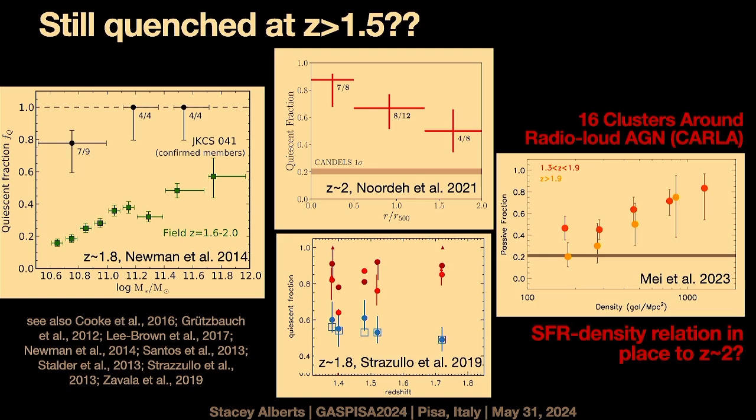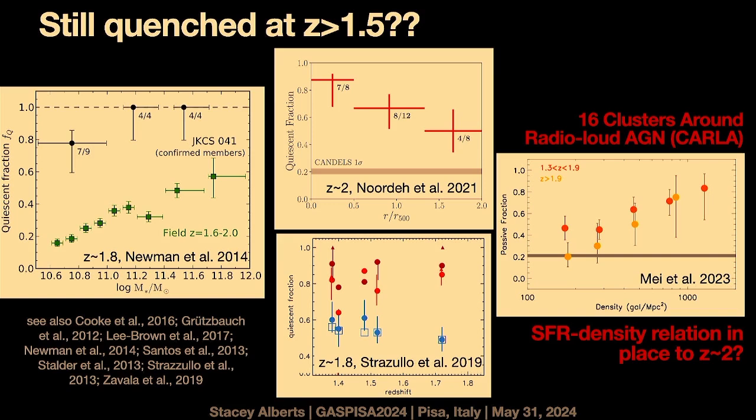Okay, so as Greg showed in his talk, we've traced the star formation rate density relationship up to redshift 1. So redshift 1 clusters are pretty quenched. But when we go above that, we find a potentially mixed scenario. We find some high redshift clusters that have very quenched populations. This shows the quenched fraction in a couple of individual clusters at redshift 1.8 and redshift 2. This is an assembly of Carla clusters, 16 clusters around radio loud AGN.